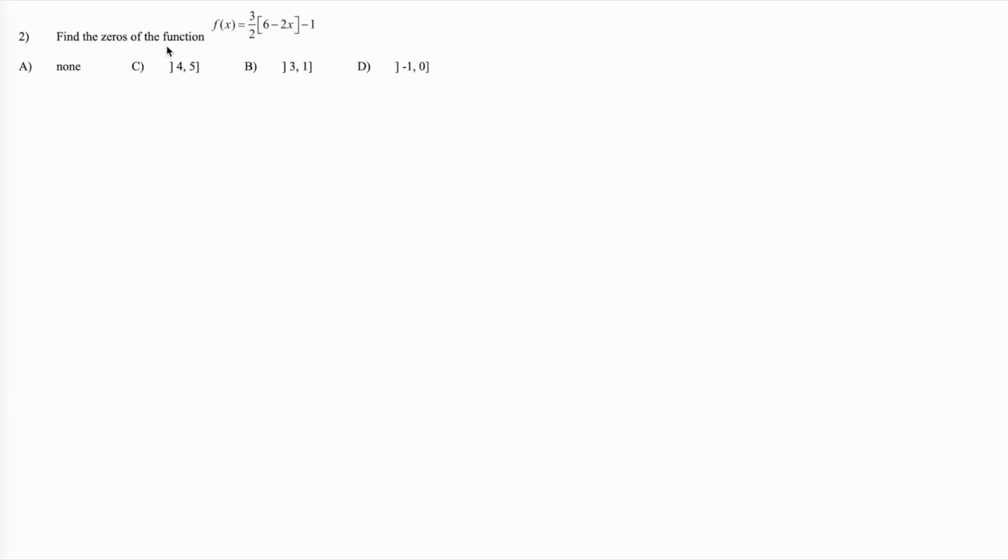Question number 2, find the zeros of the function f of x is equal to 3 over 2 times the greatest integer of 6 minus 2x, close the greatest integer, minus 1. I'm going to do two methods.